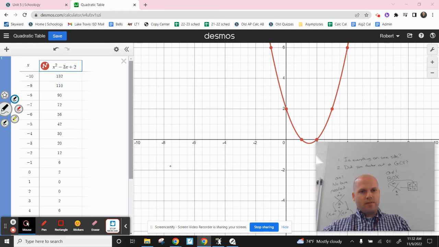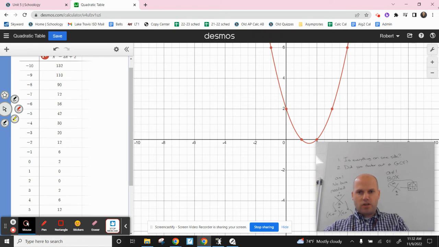My students do not have to fill out the entire table. Other students in other classes, your teacher might have asked you to fill out the table, so you're going to do it. All I care about is the location of the solutions and then a nice little sketch.